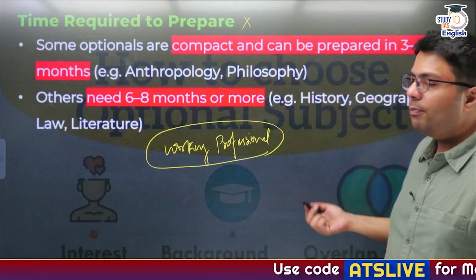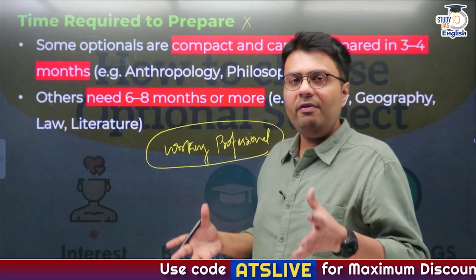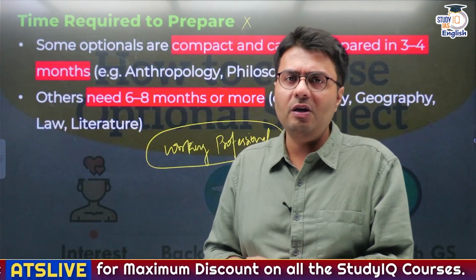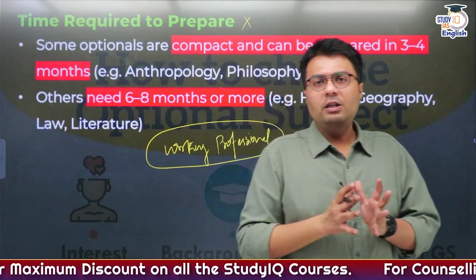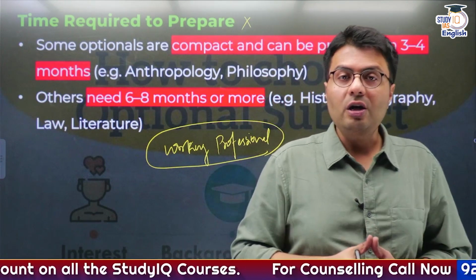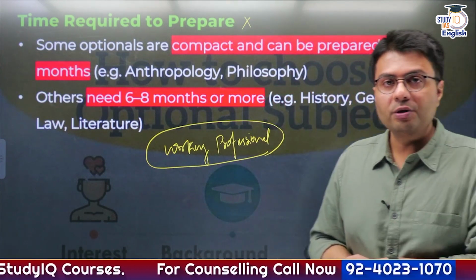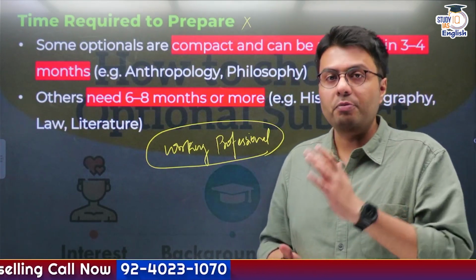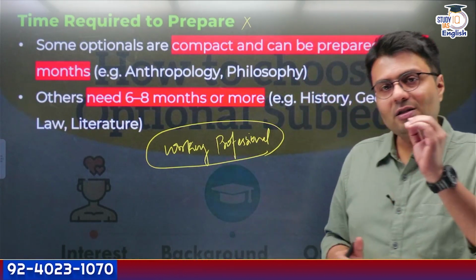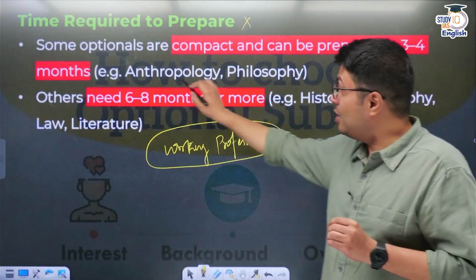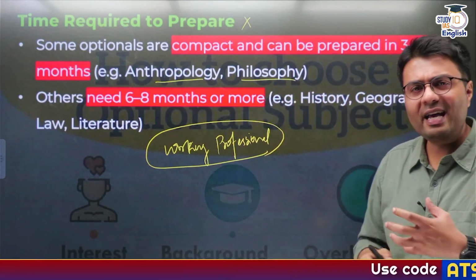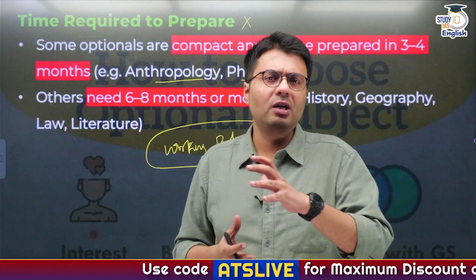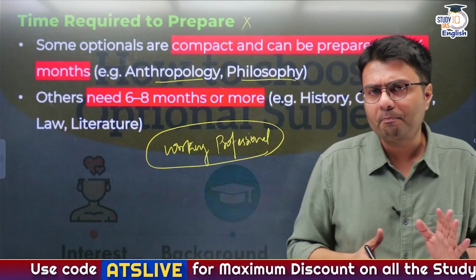First of all, for working professionals, most of their time in the day, at least 7 to 8 hours, is spent in their professional obligations. So you're only left with 12 to 13 hours, which you can use productively for your preparation. So you'll have to prioritize what kind of optional you have to choose. Here, there are some optionals, which include anthropology or philosophy, which require a lesser amount of time to prepare. Somewhat, you can prepare these subjects effectively in 3 to 4 months of time.